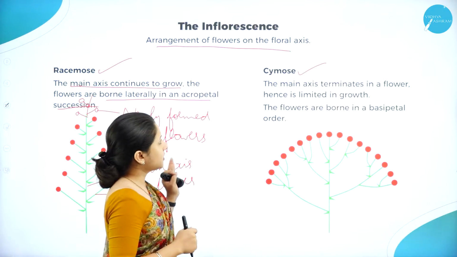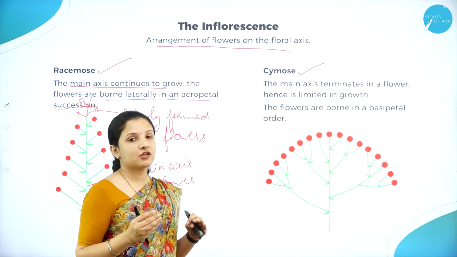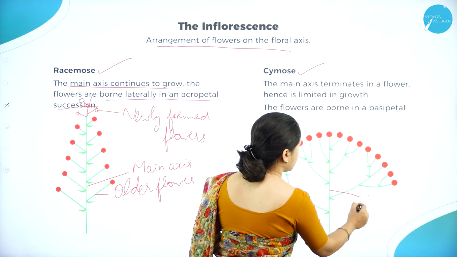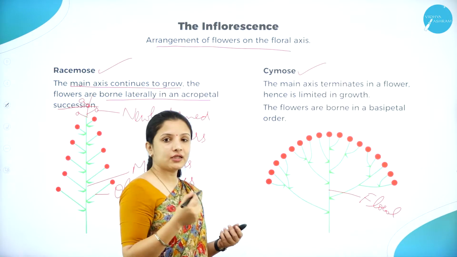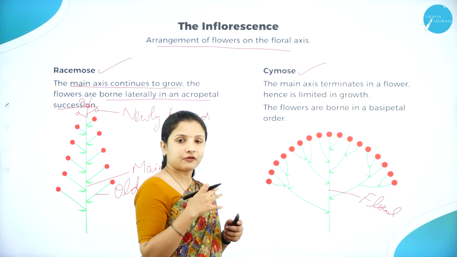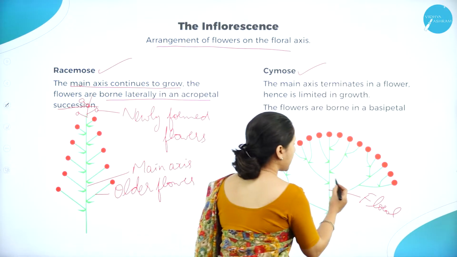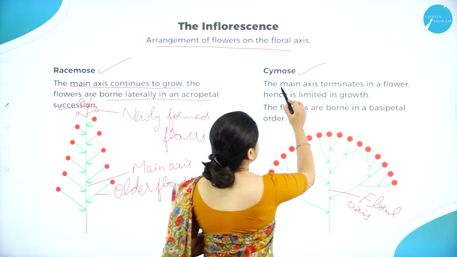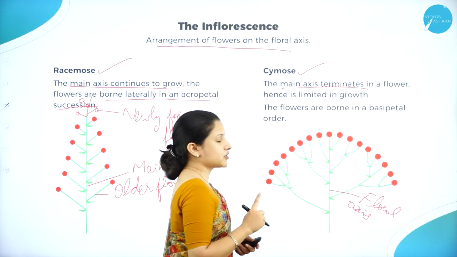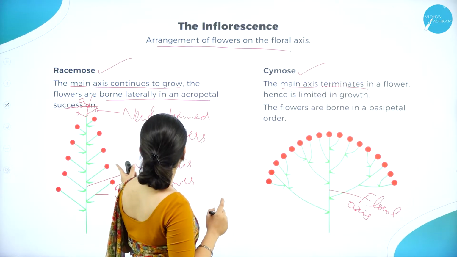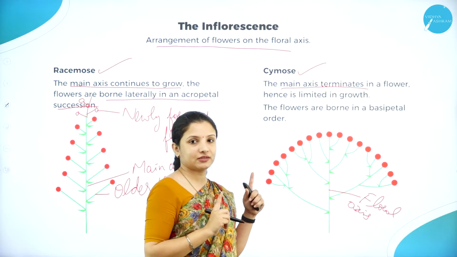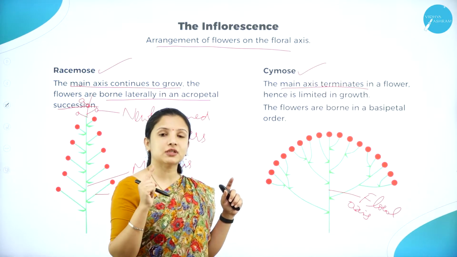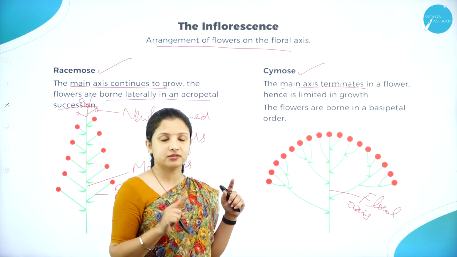So apart from the racemose inflorescence, based on the arrangement of the flower on the floral axis, so here also this will be the floral axis. The floral axis is the main stalk on which the flowers arise. So on the floral axis, the flowers will be arranged. But one main difference between the racemose inflorescence and the cymose inflorescence is that racemose inflorescence continues. It is a non-stop process until the life cycle of the plant terminates or ends.